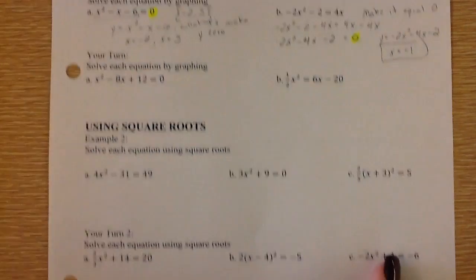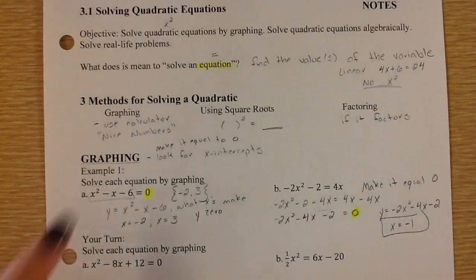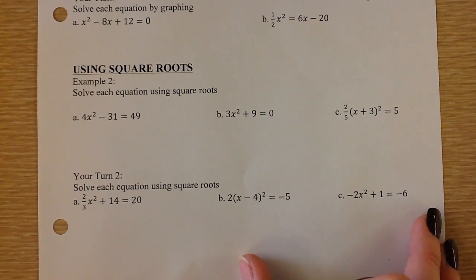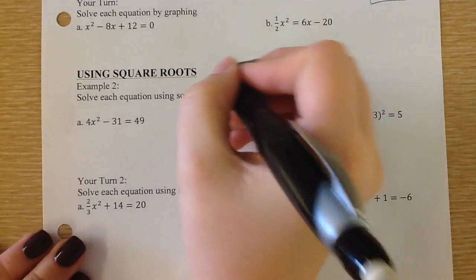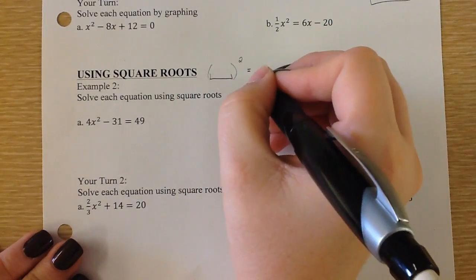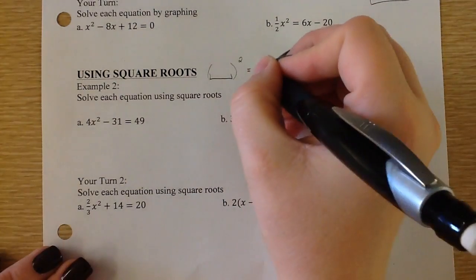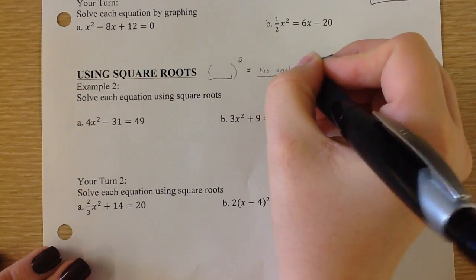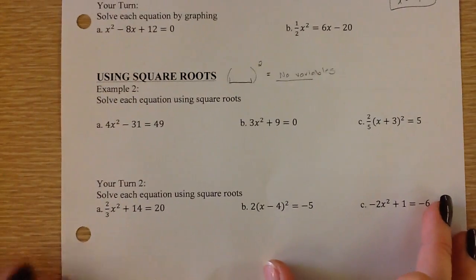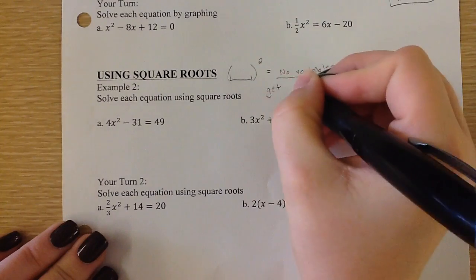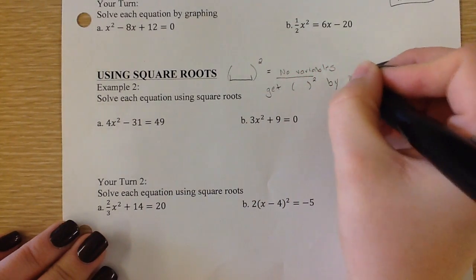Okay. Now, next up, using square roots. So now we've looked at the graphing method, so now we need to use square roots. Using square roots works when you can get something squared on one side equals everything else. But this everything else just has to be a number. You can have no variables on the other side. So first things first, you need to isolate the x squared. Get the squared thing by itself.